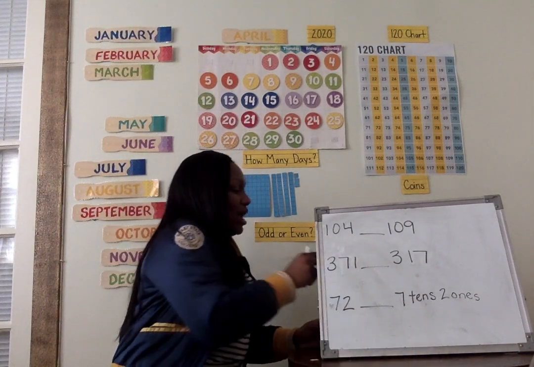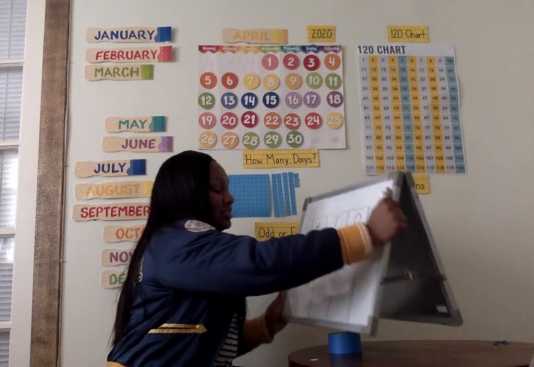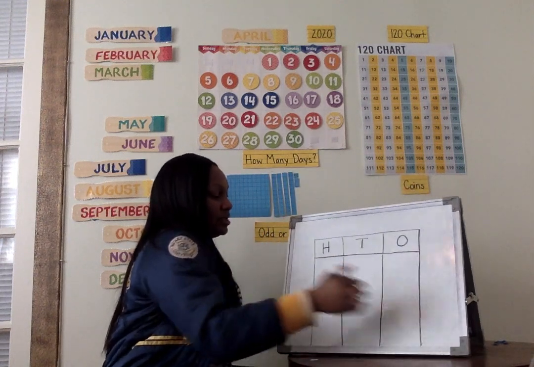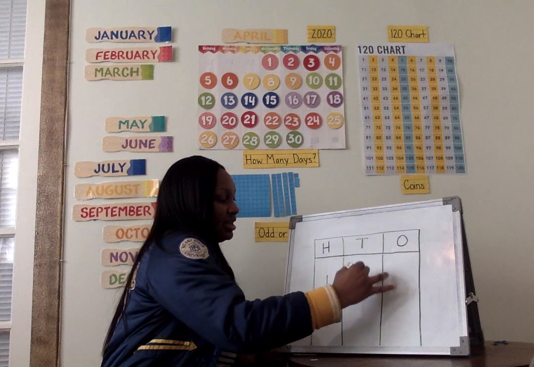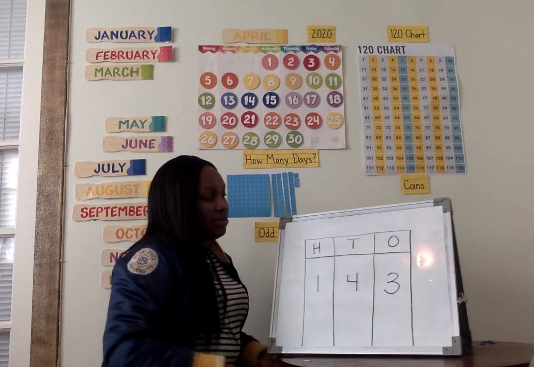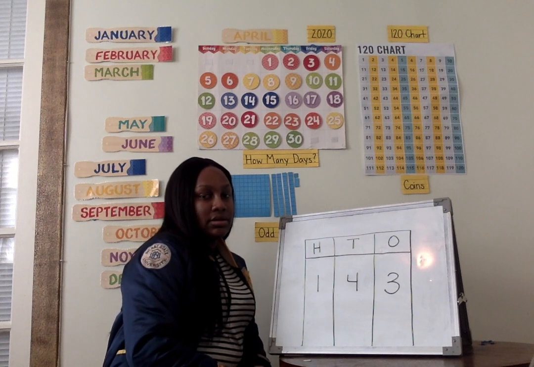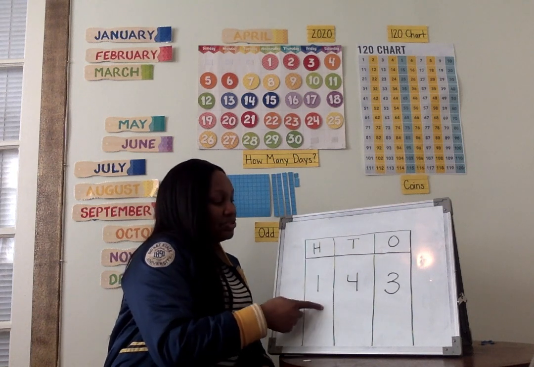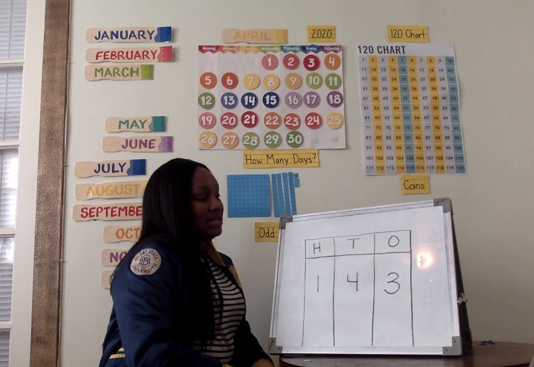Let's go ahead and write that number in our hundreds, tens, and ones chart. So we've been in school 143 days. How many hundreds are in the number 143? Just one, because there's a 1 in the hundreds place.